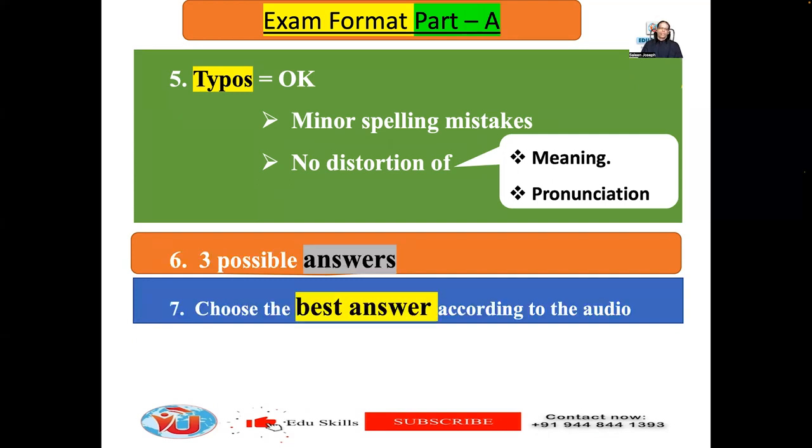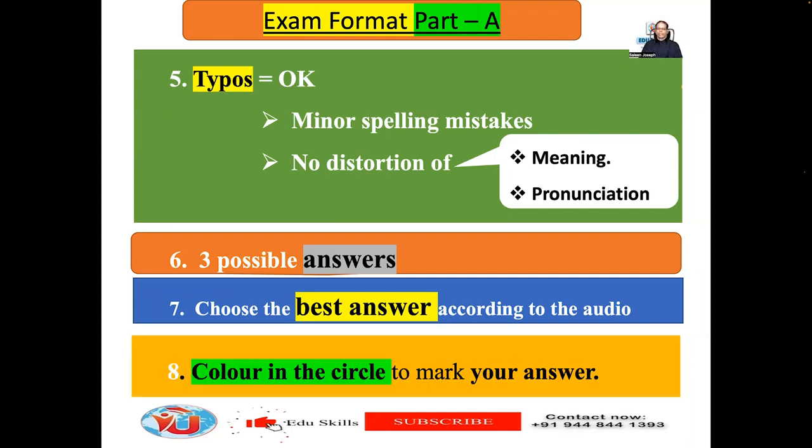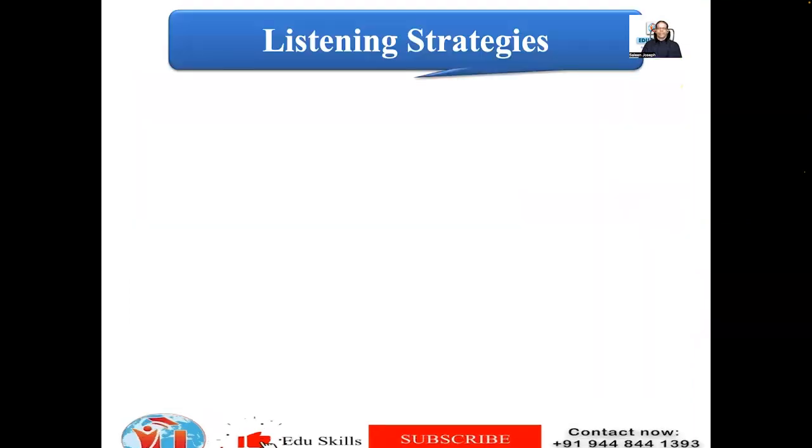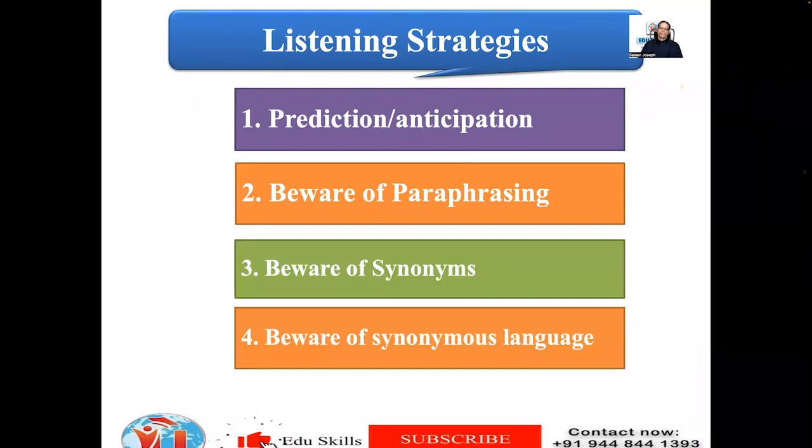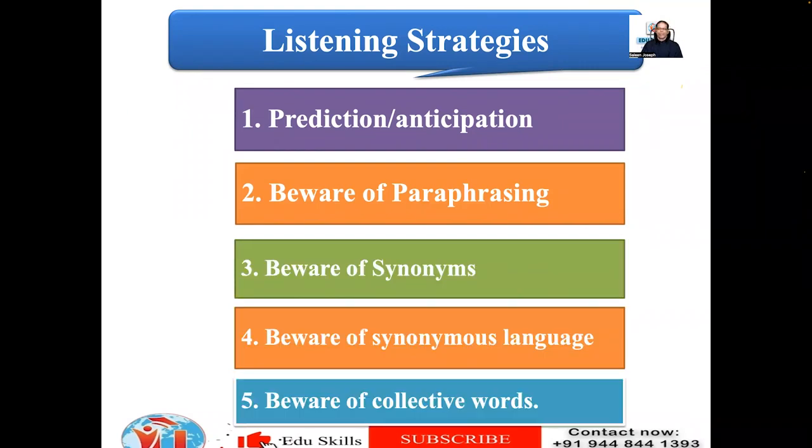And with three possible answers, you have to choose the best answer, not just the right answer, the best among the three. There may be one or two that are also right, but you have to choose the best answer. Color in the circle to mark your answer. Listening strategies: prediction or anticipation. Second, beware of paraphrasing, synonyms, synonymous language and collective words. Normally, if you know how to predict and you know paraphrasing, most of the things will be sorted out.